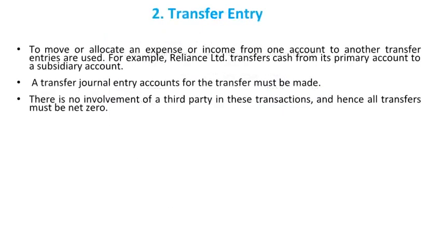Number 2 type of journal entry is transfer entry. To move or allocate an expense or income from one account to another, transfer entries are used. For example, Reliance Limited transfers cash from its primary account to a subsidiary account. A transfer journal entry accounting for the transfer must be made. There is no involvement of a third party in these transactions, and hence all transfers must be net zero.